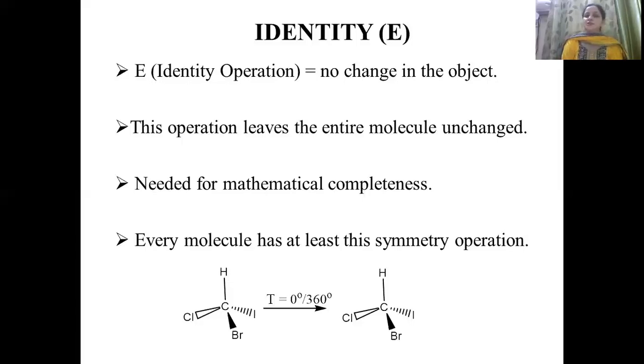This symmetry operation leaves the molecule unchanged. Let us take the example of chlorobromoiodomethane. I am just drawing the molecule. The carbon atom is attached to hydrogen, bromo, iodo, and chloro. So this carbon atom is attached to all the atoms which are different in nature. This is hydrogen, this is chloro, this is bromo, and this is your iodo.